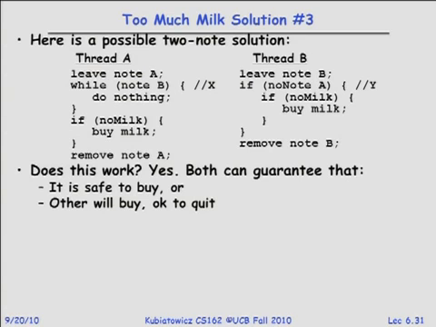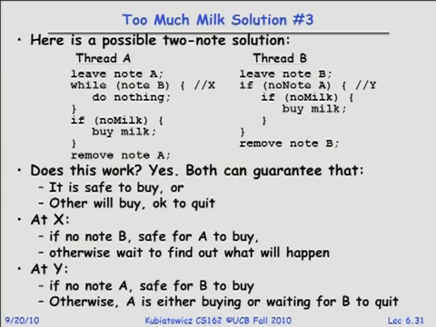Okay? Now, how many people are mildly uncomfortable declaring the solution successful? Okay, good. I'll tell you it works, but you're going to stare at this. You should convince yourself. You don't have to do it in the next 5 minutes, but you should convince yourself this works. It's basically an X, and if no node B, safe for A to buy. Otherwise, wait to find out what will happen. If no node A, safe for B to buy. Otherwise, A is either buying or waiting for B to quit. You can convince yourself of this, but boy, this is not something that you can clearly look at and say, yeah, obviously that works, right? You have to stare at it a while to be comfortable with it.